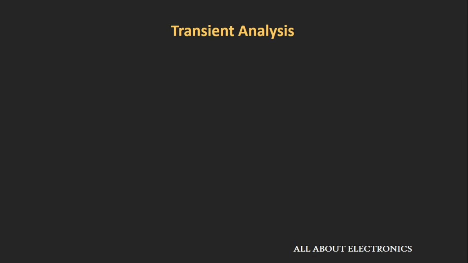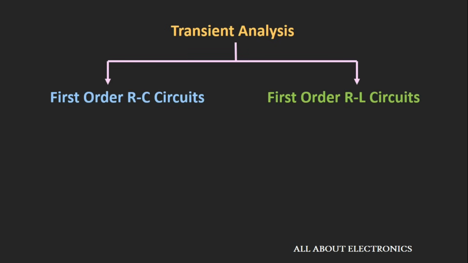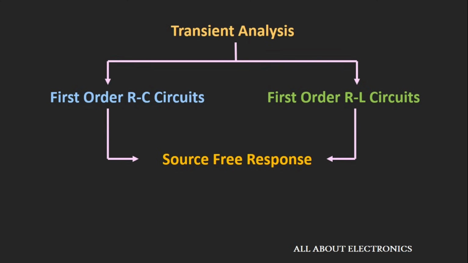So in this video we will see the transient analysis for the first order RC circuit and the first order RL circuit. And for these circuits we will see two kinds of responses. The first is the source free response and the second is the forced response. The source free response is the response of the circuit when there is no source connected to the circuit, while the forced response is the response of the circuit when some kind of forced input excitation is given to the circuit.